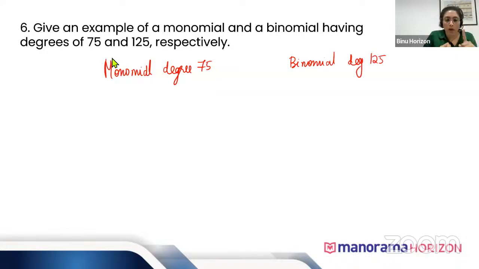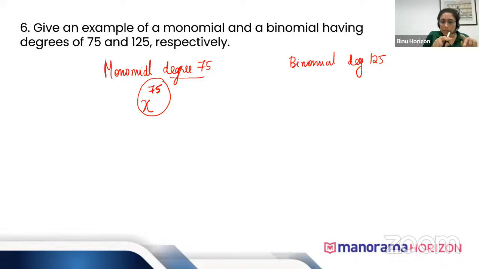Monomial means there is only one term and the degree is 75. One term means I'll take the x term. Degree means some variable should be there because we have to take the power, right? If we say degree 2, I have an x square term in our polynomial. So if it is a monomial, there is only one term and its degree should be 75. So what will be the answer? x raised to 75. Understood? Is this a monomial? Yes, because it contains only one term. And what is the degree of this monomial? It is 75. Got it?